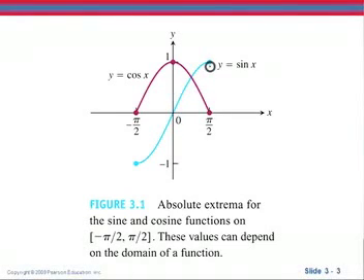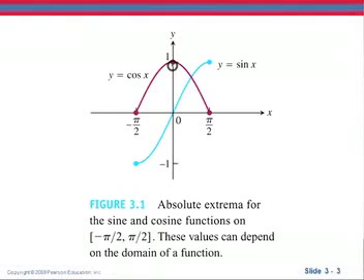Now let's look at the y equals cosine x graph. The lowest points on this graph are y equals 0 at x equals negative pi over 2 and at x equals positive pi over 2. So the smallest y value on this graph of y equals cosine x between negative pi over 2 and pi over 2 is 0. The largest y value is 1, so it has an absolute maximum of 1.